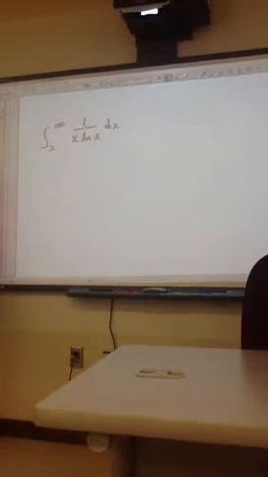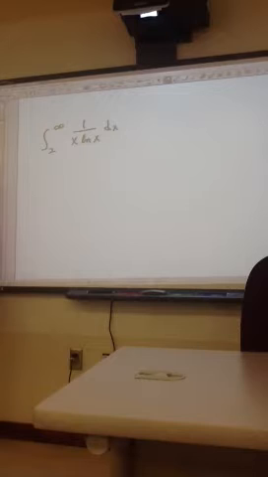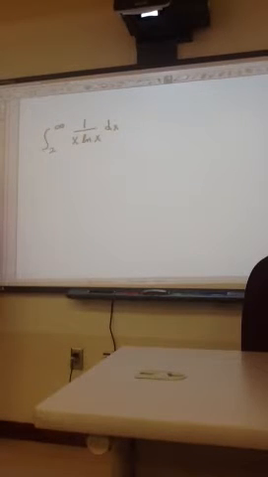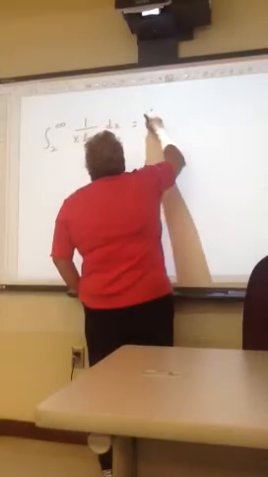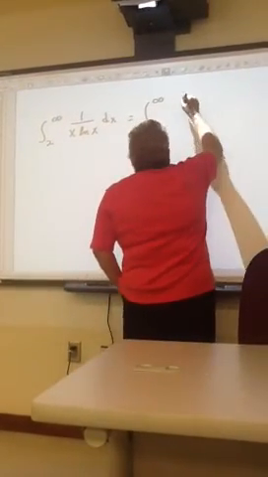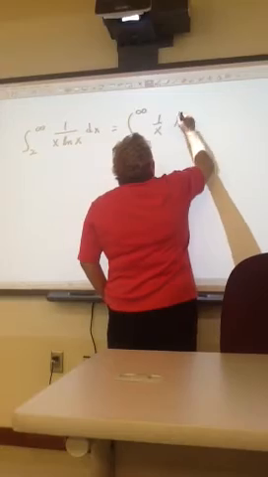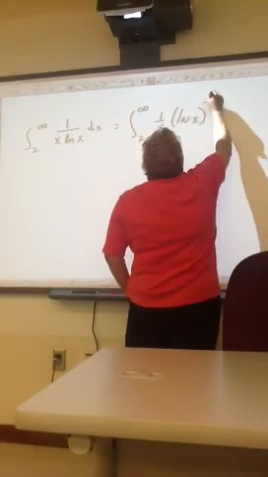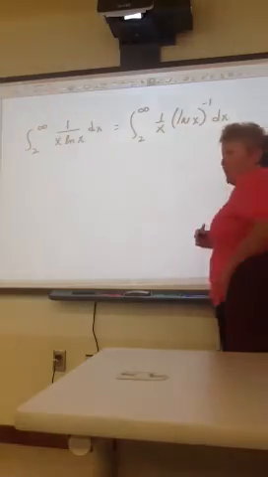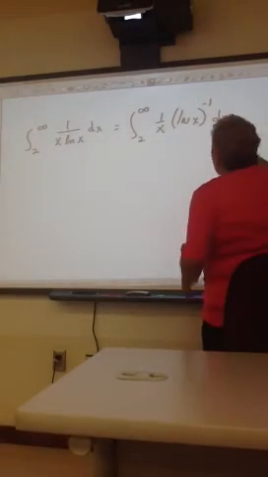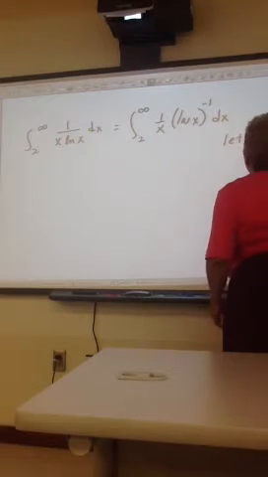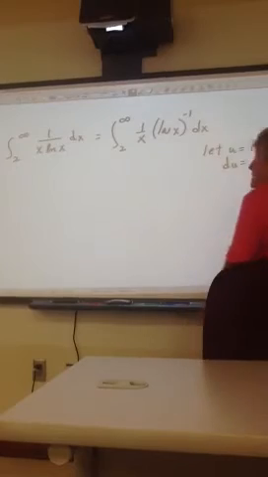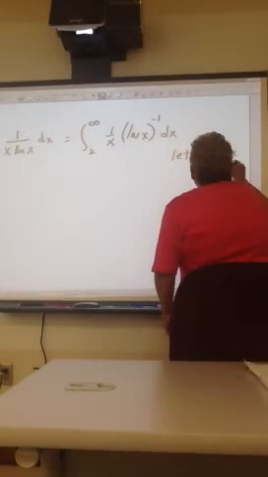If you pull out the natural log, then the derivative of natural log x is just 1 over x, so just separate them. You just have 1 over x times natural log of x to the negative 1 power. Let u equal ln of x. Then du equals 1 over x dx.